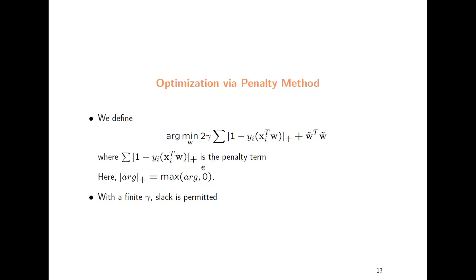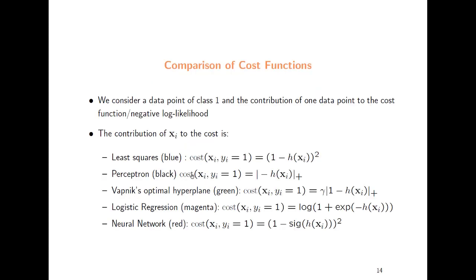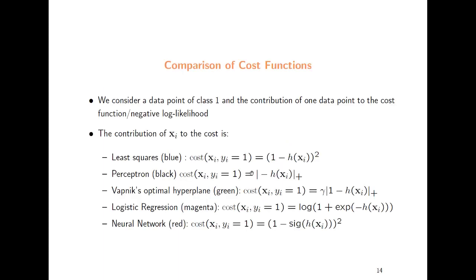So you're penalizing this expression, but it's easier to look at by comparing the different cost function terms. We are considering a data point of class 1. So the target is 1, and this is the contribution of one data point to the cost function for different cost functions. The simplest one is least squares, which is simply 1 minus h squared. So we have the target 1, and if the prediction is not 1, we get a quadratic penalty, both if it's larger than 1, which should not really be a problem, and if it's smaller than 1, which you might think is reasonable.